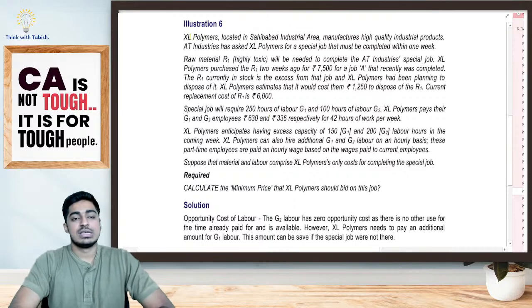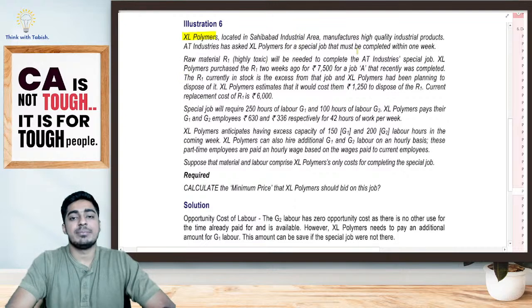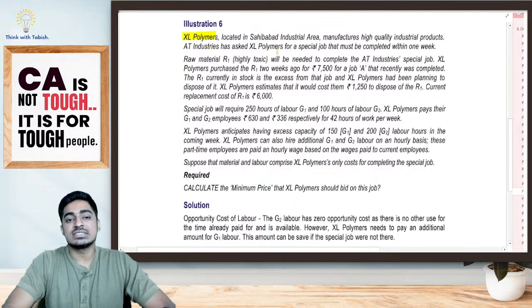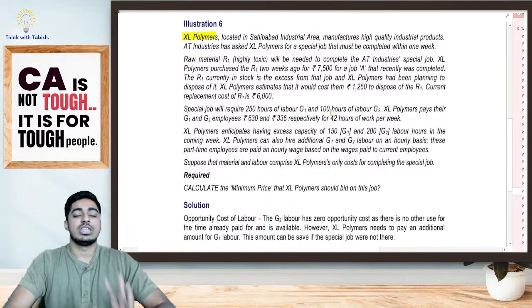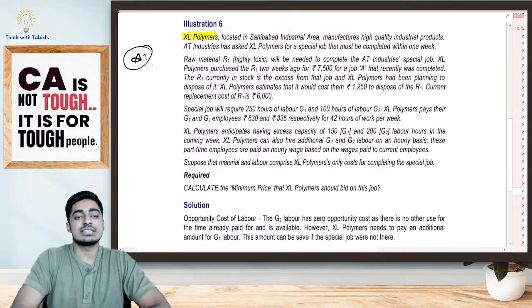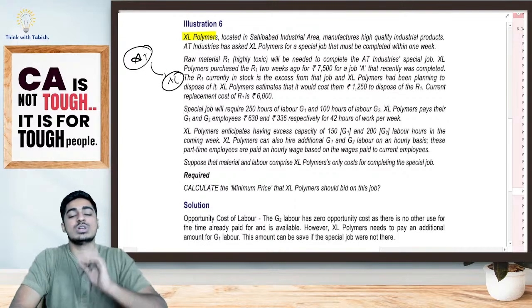Look at the students. Excel Polymers, located in Saidabad industrial area, manufactures high quality industrial products. AT Industries has asked Excel Polymers for a special job that must be completed within a week. Now what is required? Look at this. We have Excel Polymers. There is one AT Industries. It has asked Excel Polymers to do one special job.